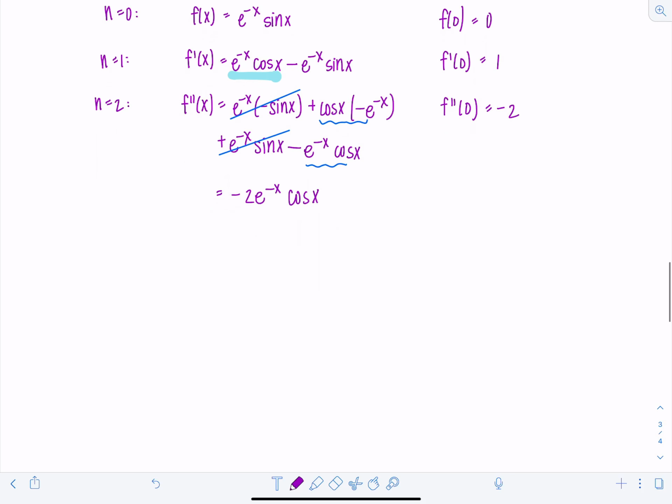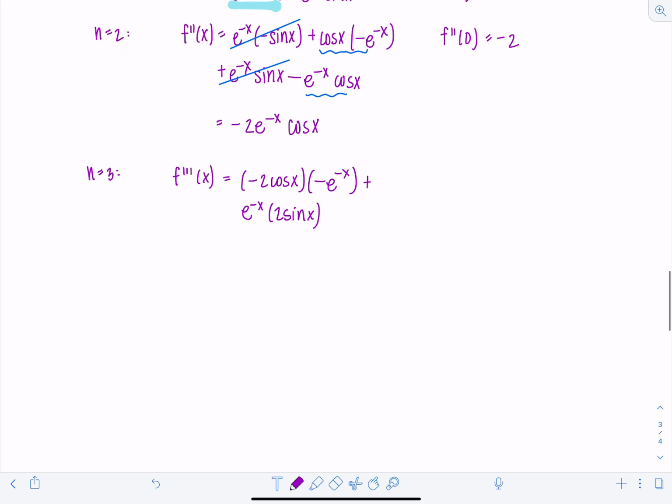All right, one more to go. So for n equals 3, I need f triple prime of x. But it's actually going to be easier than the last one, right? We only have to do product rule one time. So I'm going to have negative 2 cosine of x. Take the derivative of e to the negative x. So it's negative e to the negative x plus, and then I'm going to take the derivative of negative 2 cosine x. It's going to become positive 2 sine x. And I still have the e to the negative x.